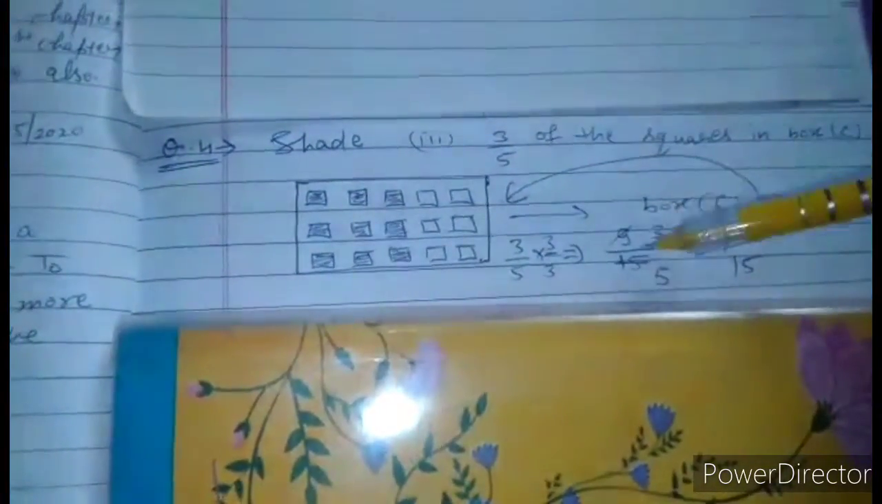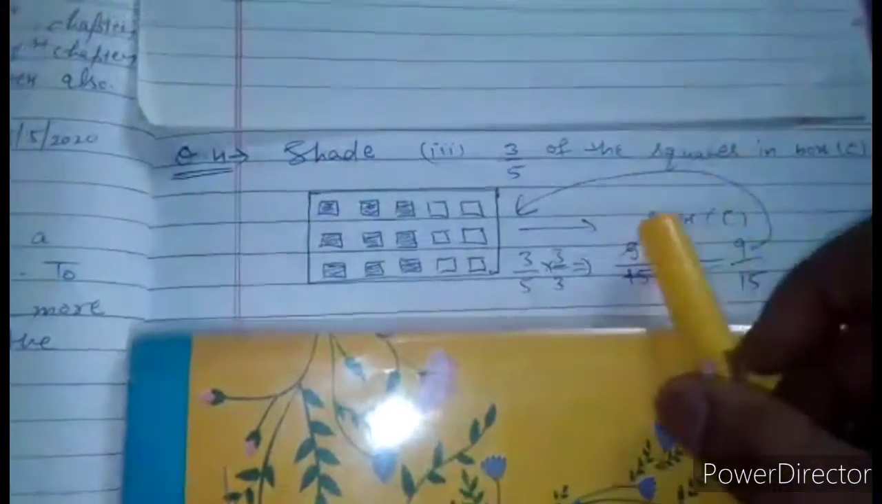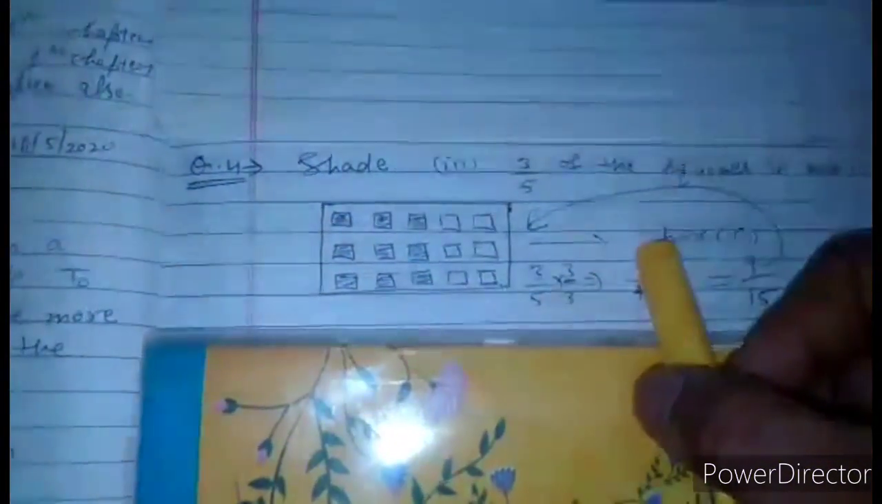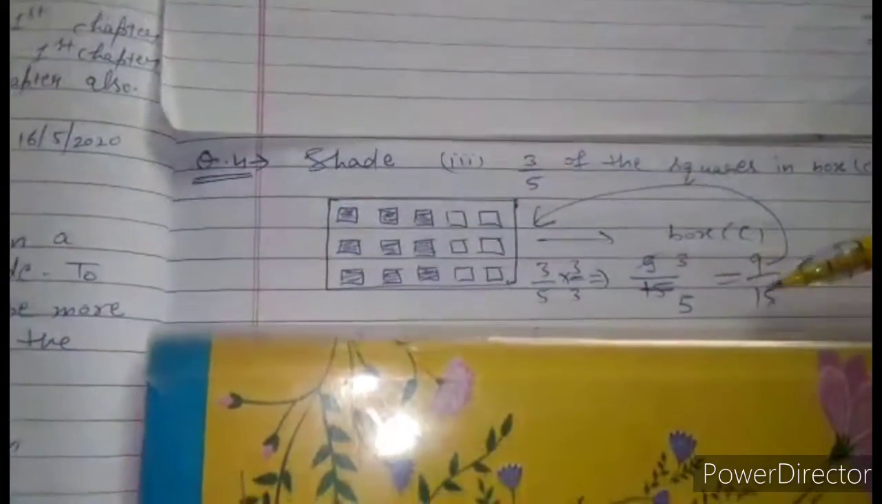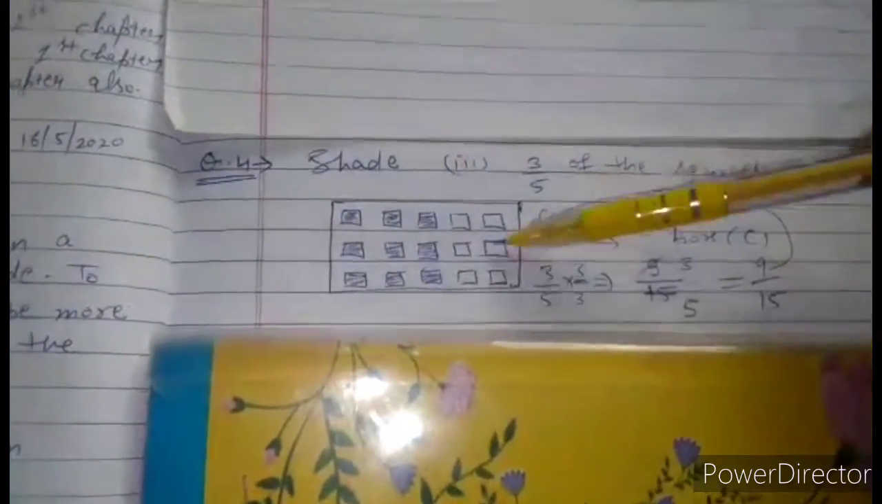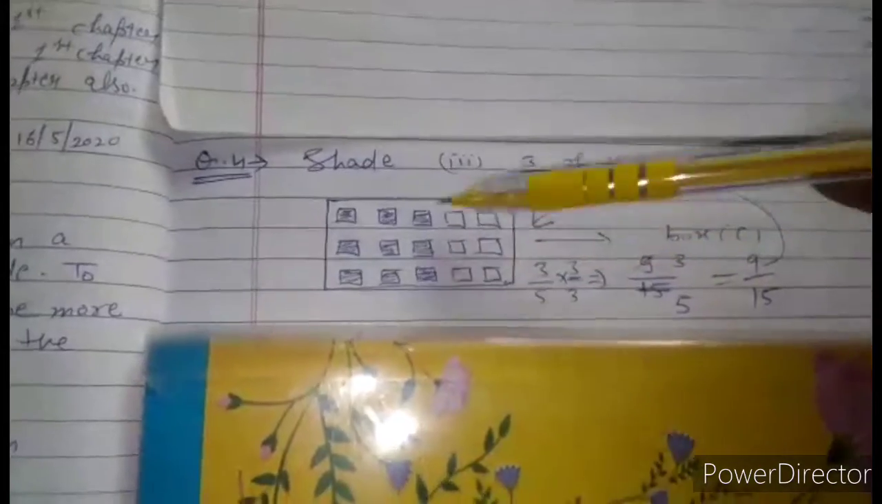So here we will not do this step. The cancelling step you do not have to do. You have to see just 9 upon 15. 9 upon 15 means 9 are shaded parts and 15 are total. So you can shade 9 parts here. You have to shade likewise only.